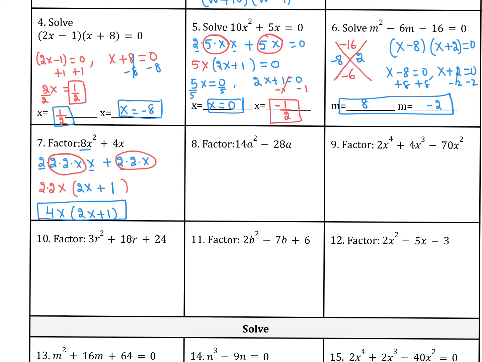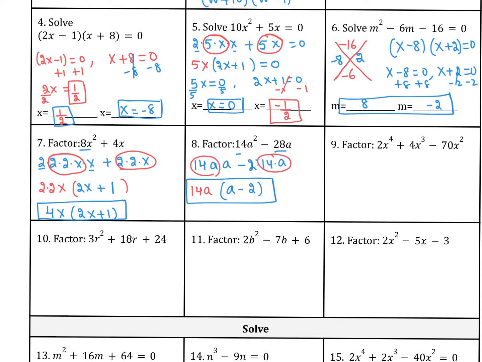So for number 8, you can find a prime factor, but you can avoid finding prime factors if you know that 28 has 2 times 14 times a. So the biggest common factor is 14, meaning that 14 divides 14 as well as 28. So factor the 14a out. So you have 14a outside. Inside you are left with a minus 2. So you get 14a times a minus 2.